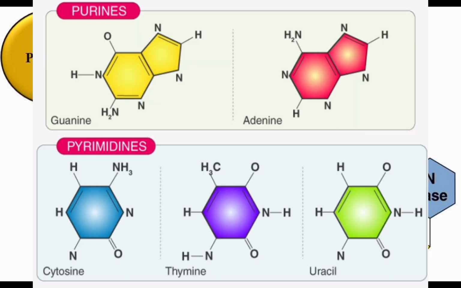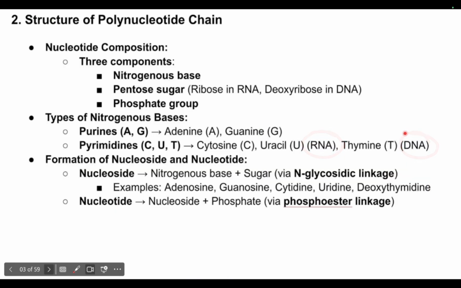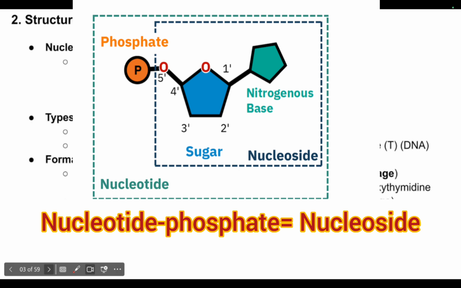The nitrogenous base present in a nucleotide is of two types, purine and pyrimidine. Purine is of two types, adenine and guanine, whereas pyrimidine is of three types, cytosine, uracil, and thymine. Now, uracil is present in RNA, thymine is present in DNA. So, if phosphate is absent in a nucleotide, then it is called a nucleoside.